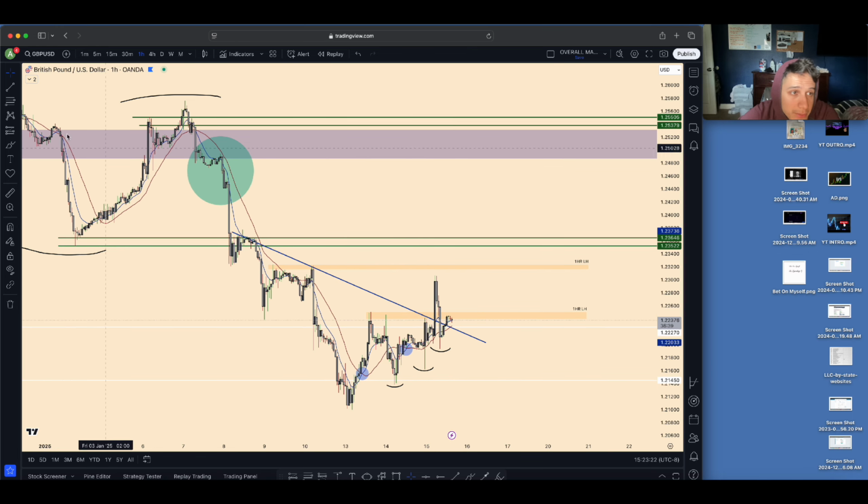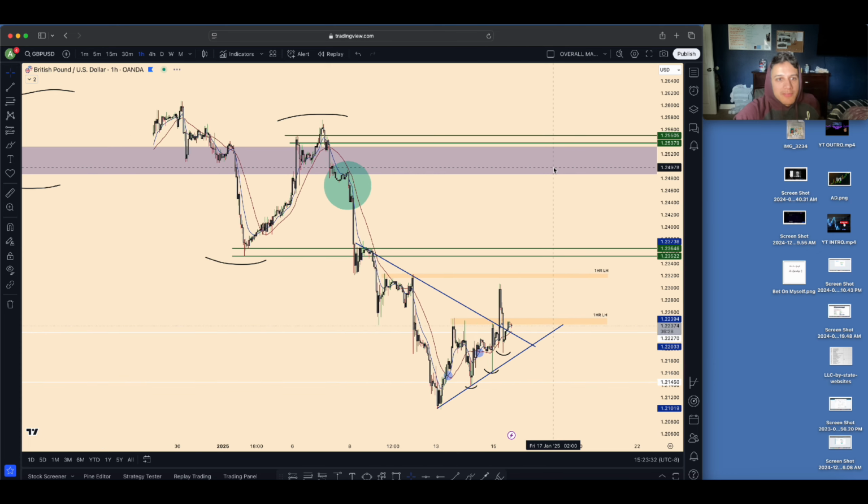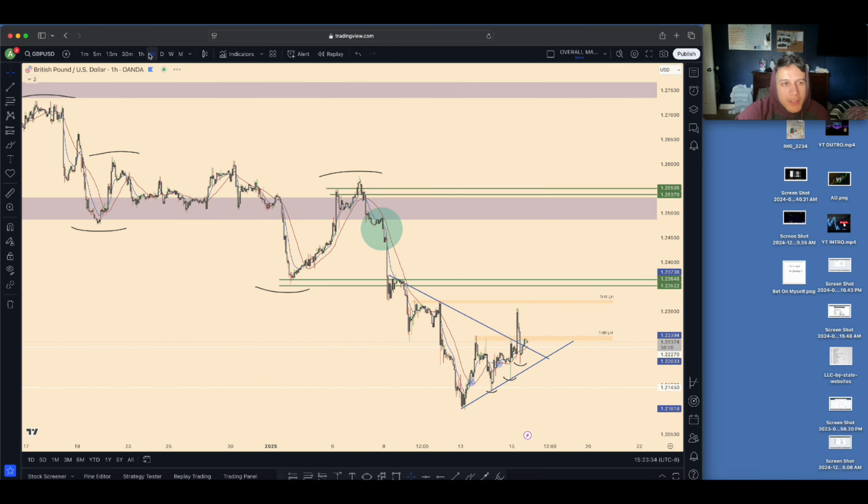This may not be my best pair to trade, just because we are still bearish, but we are getting some bullish traction right now. We could definitely begin to counter trend.